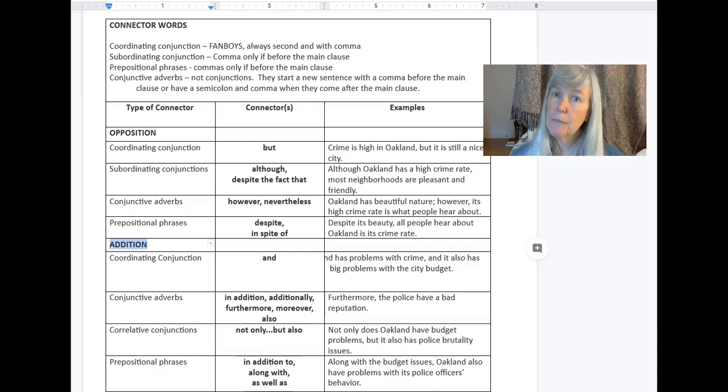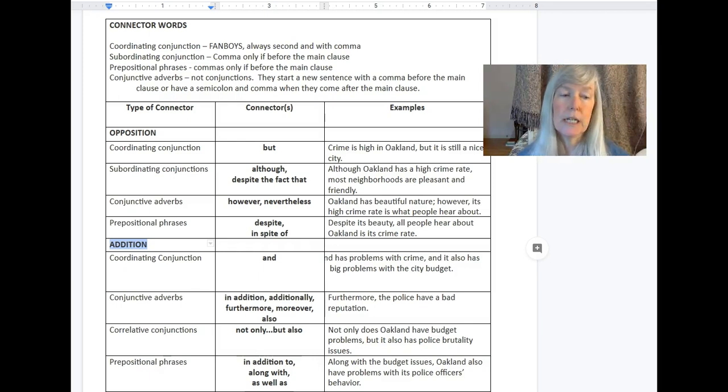We can use a FANBOYS coordinating conjunction, and. Oakland has problems with crime, and it also has big problems with the city budget. You can use a conjunctive adverb: in addition, additionally, furthermore, moreover, also. Furthermore, the police have a bad reputation.